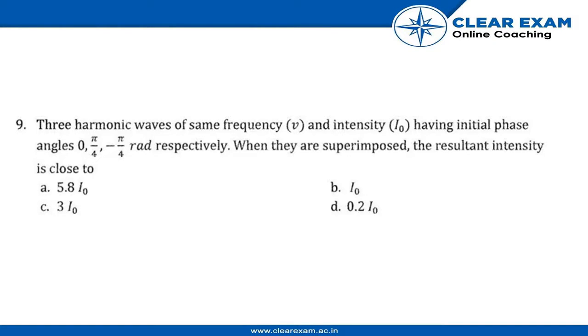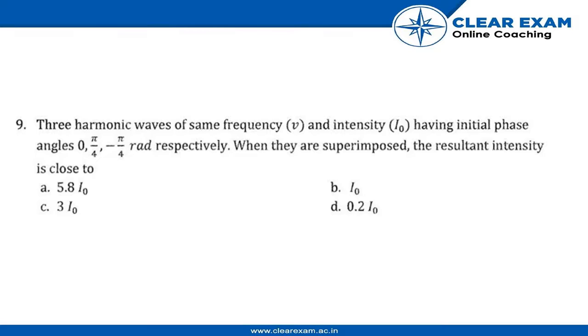The question on your screen says: three harmonic waves of the same frequency V and intensity I naught, having initial phase angles 0, pi by 4, and minus pi by 4 radian respectively. When they are superimposed, the resultant intensity is close to, and then we are provided with four different options.